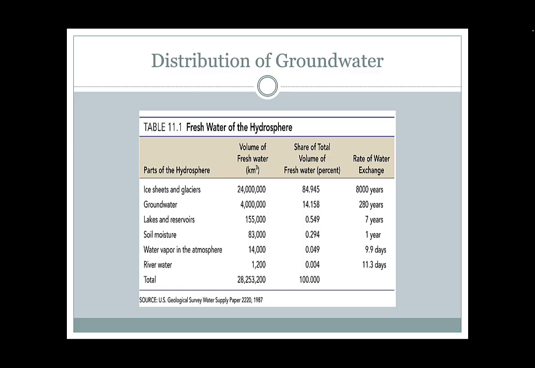Another important thing to remember about groundwater is that it's slowly filtered through the ground. So not only is it a big volume, as is shown here, but it tends to slowly move through the ground. On average, that's about 280 years from when water infiltrates into the ground from precipitation and is finally used by humans by pumping it out of the ground.